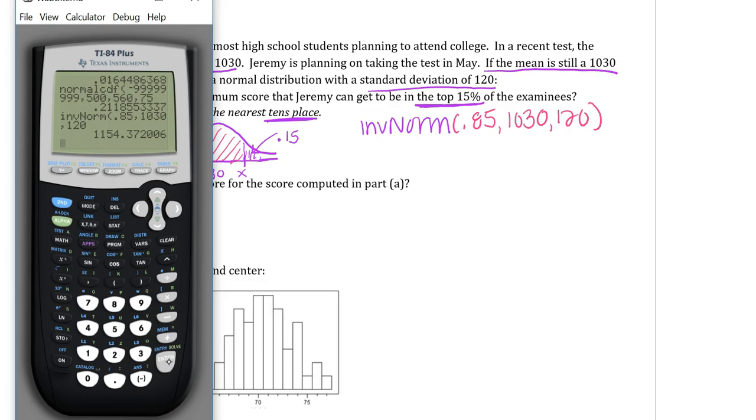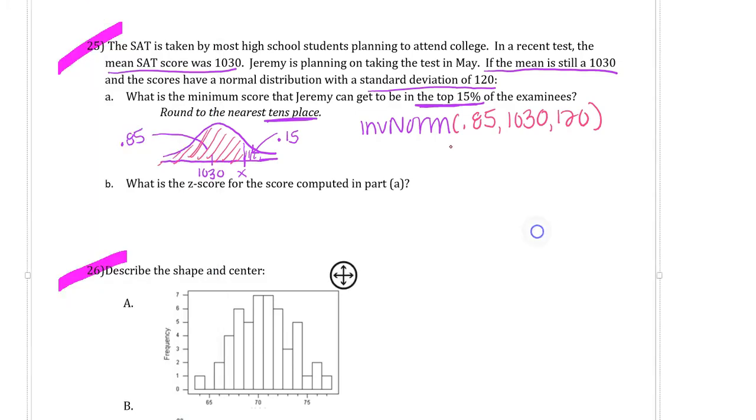Boom. Okay, so it says 1154.3, but it said nearest tens place, which would be right there. I'm looking to the right, and I have a 4, so that means he needs an 1150. Okay, so be careful. That didn't say tenths, it said tens.